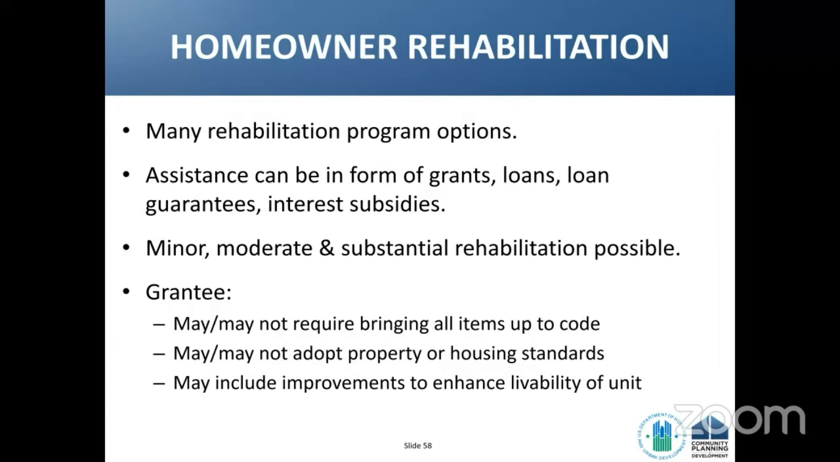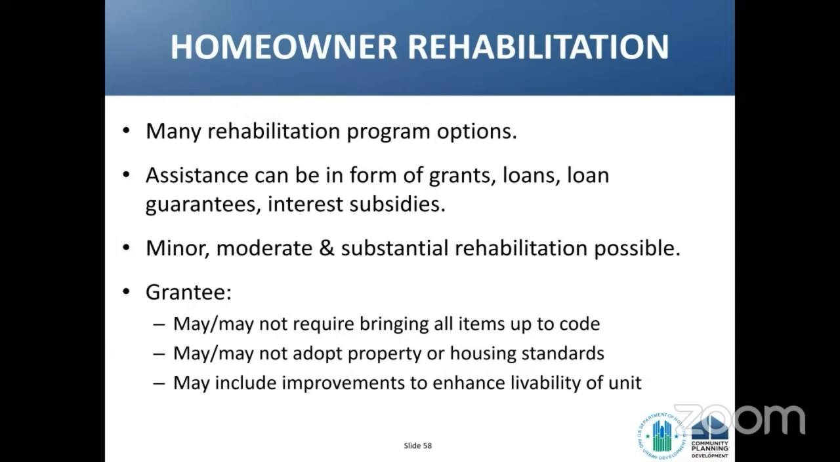And with homeowner rehabilitation, it can be minor, moderate, or substantial. Our regulations don't define what is considered minor, moderate, or substantial. So those are at your discretion. But in the lead-based paint regulations in Part 35, they do kind of have, for lack of a better term, definitions for these, but you're not required to follow them.